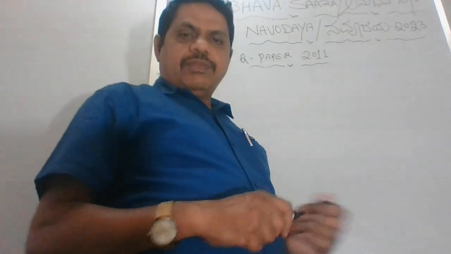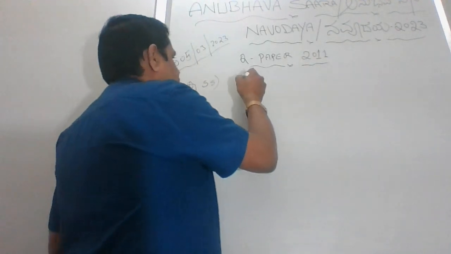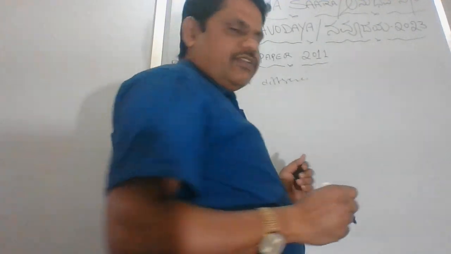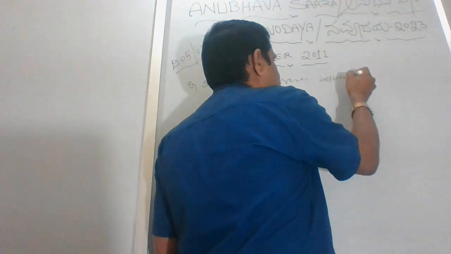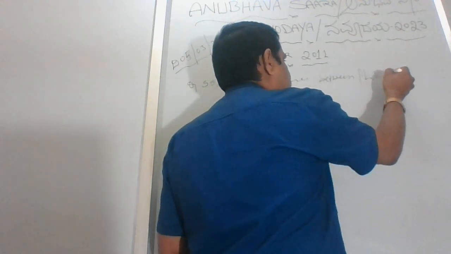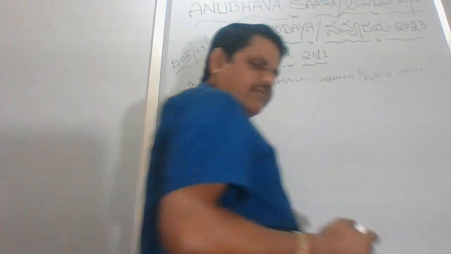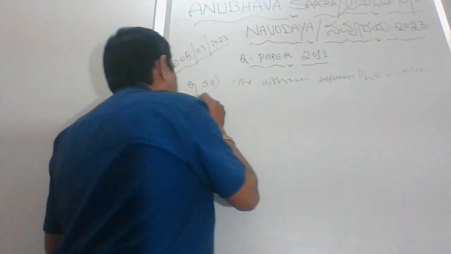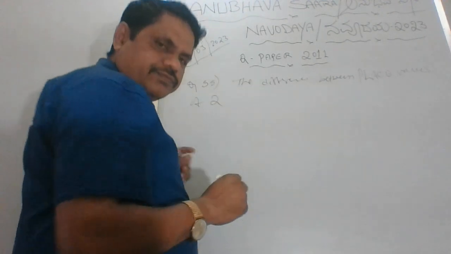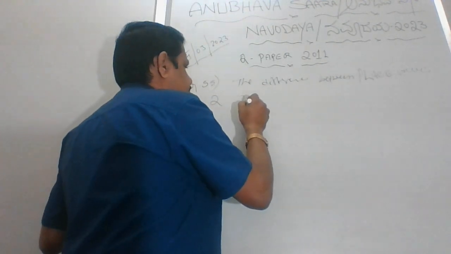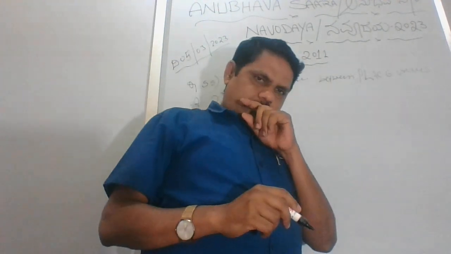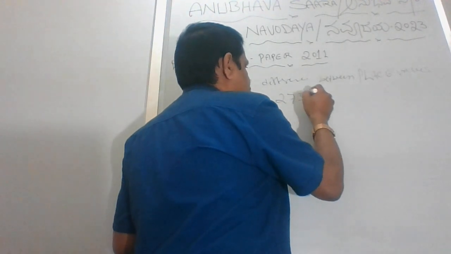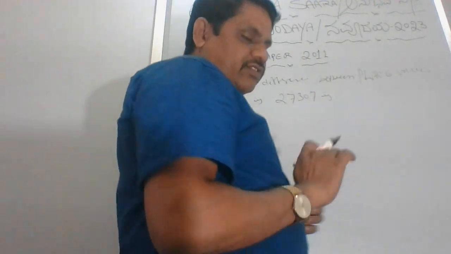The difference between the place values of two sevens in 27307 is. So this is the question.